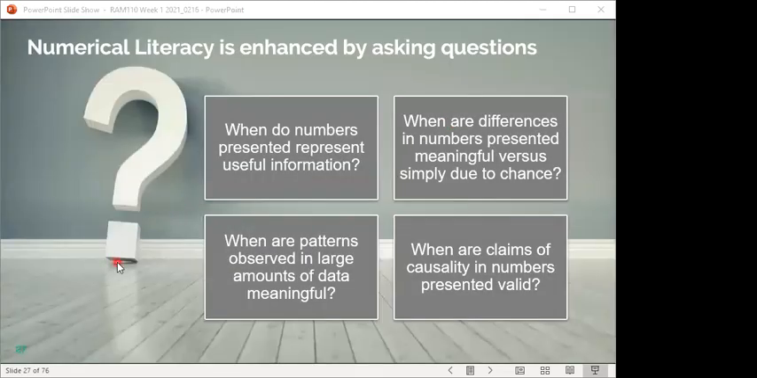So just some things to ponder. Numerical literacy. We need to better understand numbers if we're going to understand data, which will help us understand the analysis that is behind the data, and then understanding the information that we get from the analysis. So just some ponderances. When do numbers present or represent useful information? This is a huge question, because there is so much data out there.